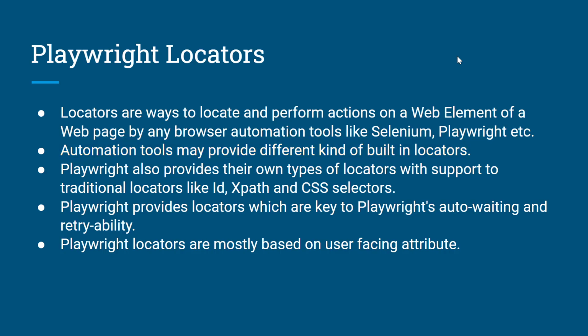Selenium WebDriver provides 8 different types of locators. Similarly, Playwright also provides 7 different types of built-in locators, and it also supports locators supported by other automation tools. That means we can use ID, CSS or XPath with Playwright as well. Playwright mentions that locators provided by Playwright are key to their auto-waiting and retriability features. And the major point about Playwright locators is that they are based on user-facing attributes.